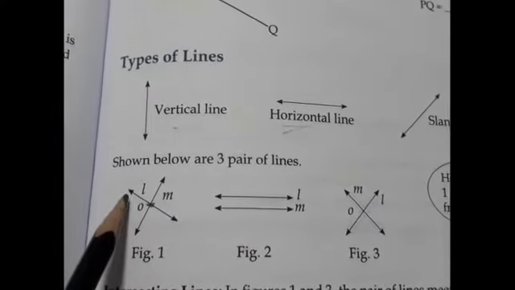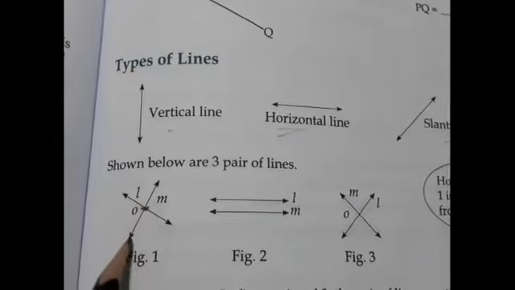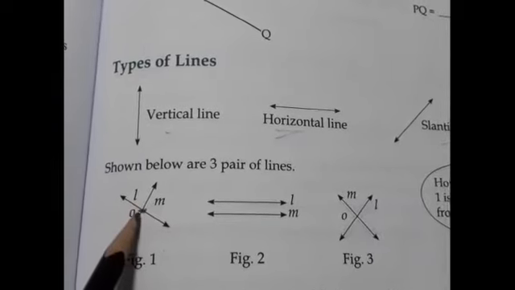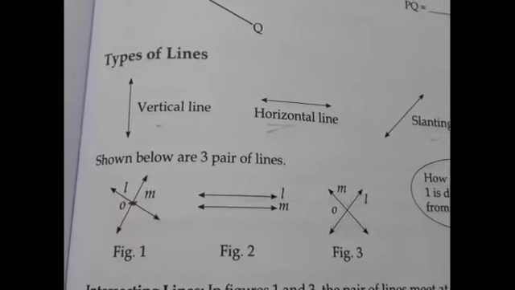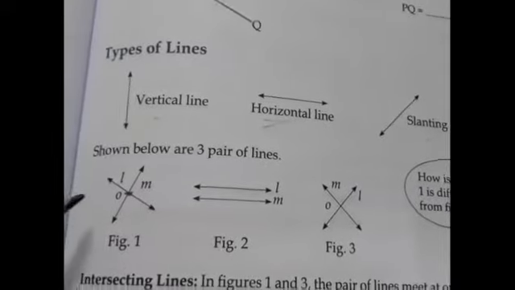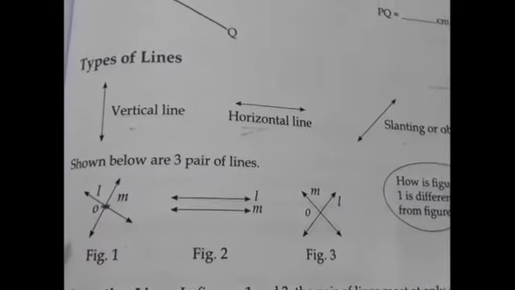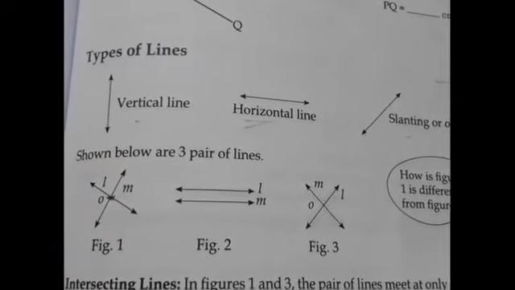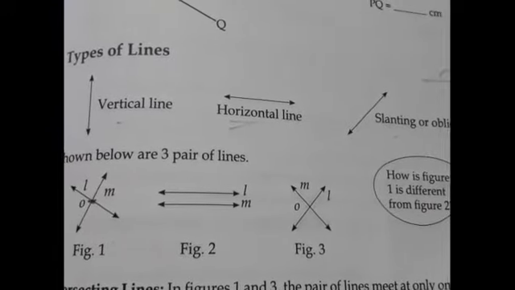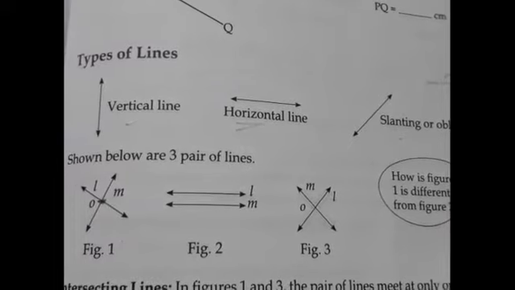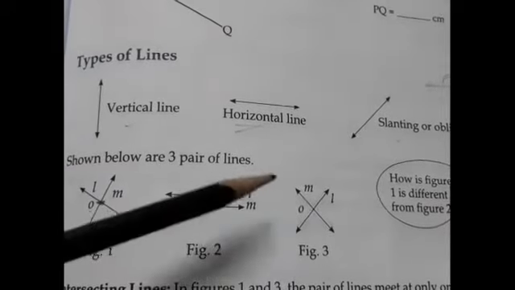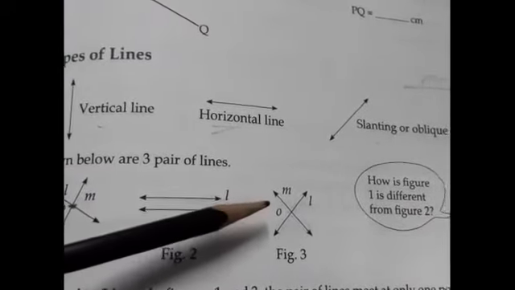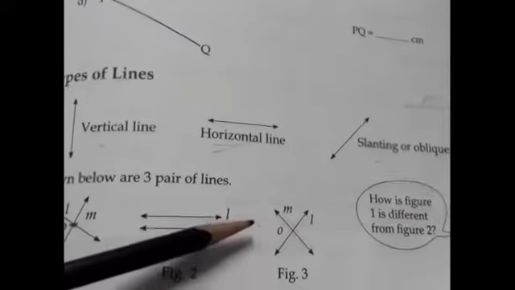These are the two lines, line L and line M, which meet at one point, so they are intersecting lines. Now, this O is the point of intersection of lines L and M. Next we'll move to perpendicular lines. The pair of lines in figure 3 here are perpendicular lines.